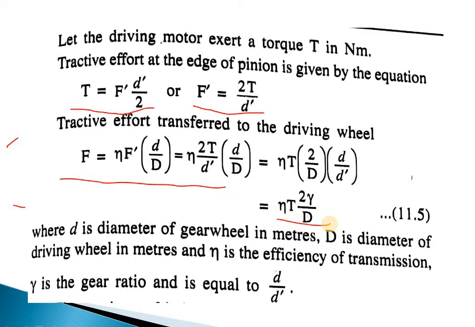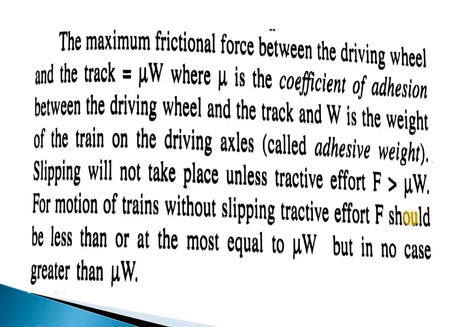epsilon into 2T by D' into gamma divided by capital D, that is, F equals 2 epsilon T gamma by capital D. Where small d is the diameter of the gear wheel in meters, capital D is the diameter of the driving wheel in meters, epsilon is the efficiency of the transmission, and gamma is the gear ratio and equals D by d, which we have already seen in our previous diagram. These things we have highlighted here.